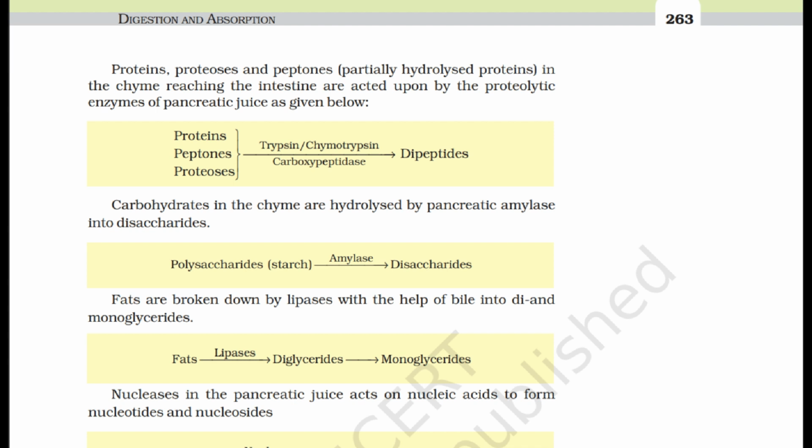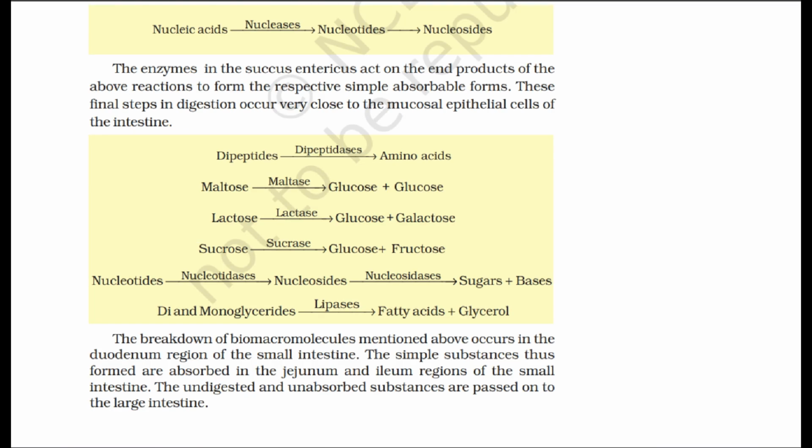Nucleases in the pancreatic juice act on nucleic acids to form nucleotides and nucleosides. Nucleic acids are converted into nucleotides in the presence of nucleases and then converted into nucleosides. The enzymes in the succus entericus act on the end products of the above reactions to form the respective simple absorbable forms. These final steps in digestion occur very close to the mucosal epithelial cells of the intestine.